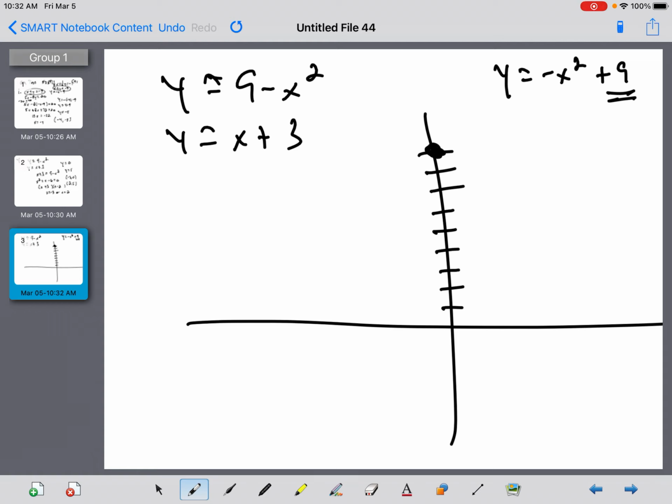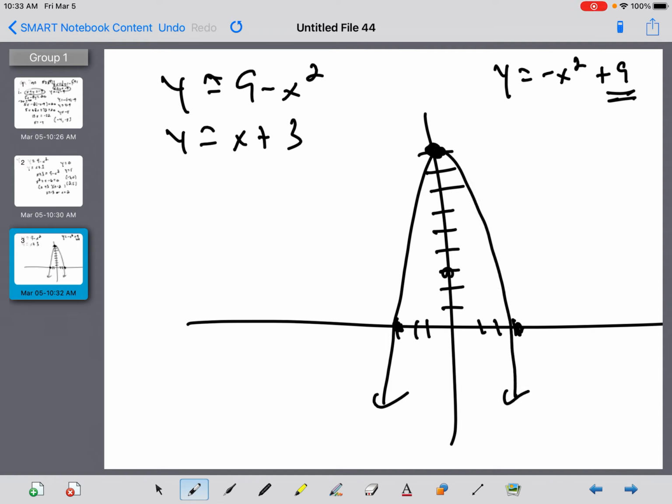Now, some other points, if I just set x equal to 0, I get y equals 9. So it's going to go through 3, 0, and -3, 0. So here's my parabola. Now the line y equals x plus 3 goes through 0, 3, and it has a slope of 1. So I go up 1, right 1, down 1, left 1, down 1. So it's going to go through this point right here.